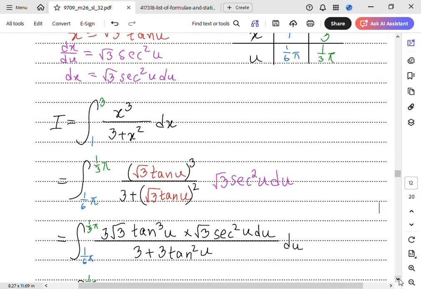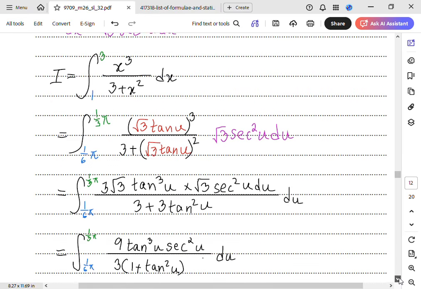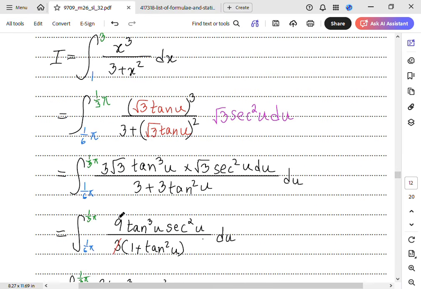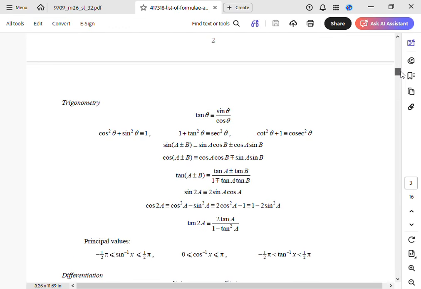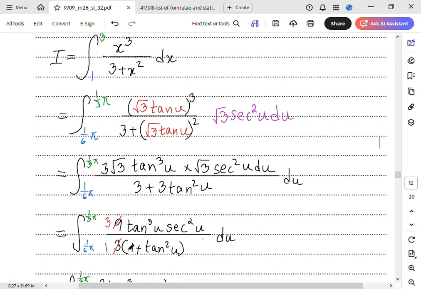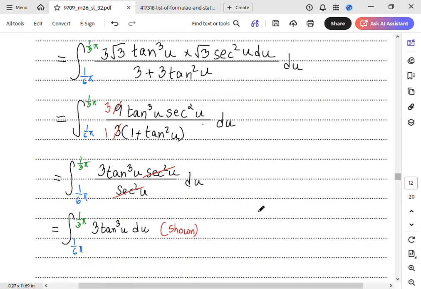So it's 9 times tan cubed u sec squared u du. And if you take the 3 common, you will be able to cancel them, right? So what is 1 plus tan squared u? If you look at the formula booklet, 1 plus tan squared u is equal to sec squared u, right? So you can write this as sec squared u. Since we have sec squared u in the numerator and the denominator, you can cancel them out. So then that gives you what the question asks you to prove.